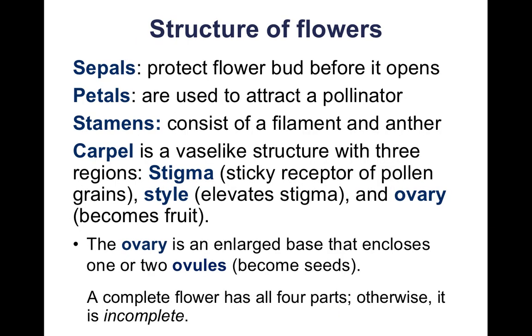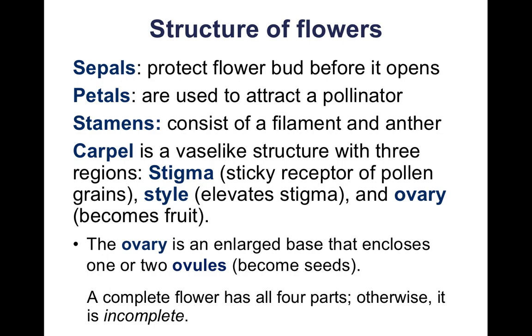So let's talk a little bit about the structure of flowers. The flower is a specialized organ for reproduction, and it's going to be made up of 4 different types of structures. And I'm going to start on the outside and work my way inside.